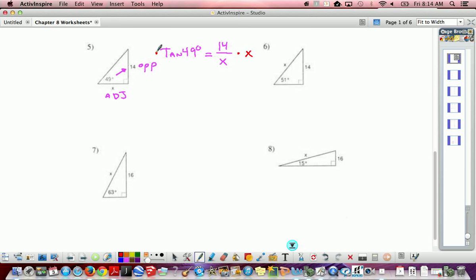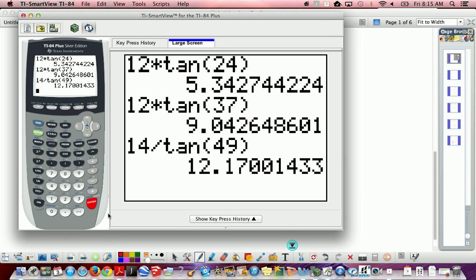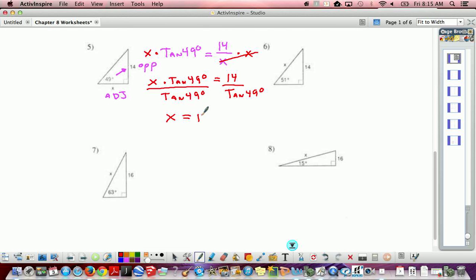So you multiply both sides by x, crosses out. So x times tangent of 49 equals 14. Divide both sides by tangent of 49. So I get x to equal, so calculator time yet again. You'll see us be using this calculator quite a bit in this unit. So I'm going to go 14 divided by tangent 49. Go ahead and hit enter, and I get 12 point, and this one will round to 0.2, 12.2.